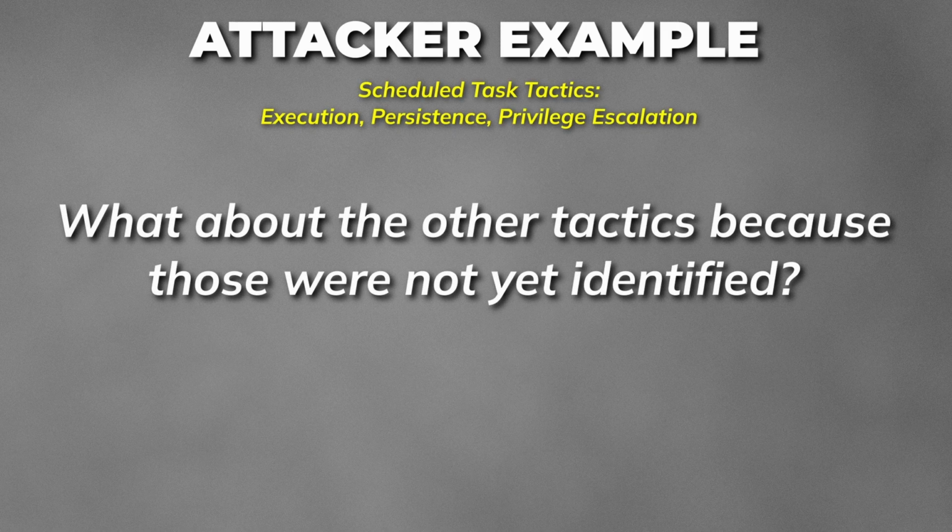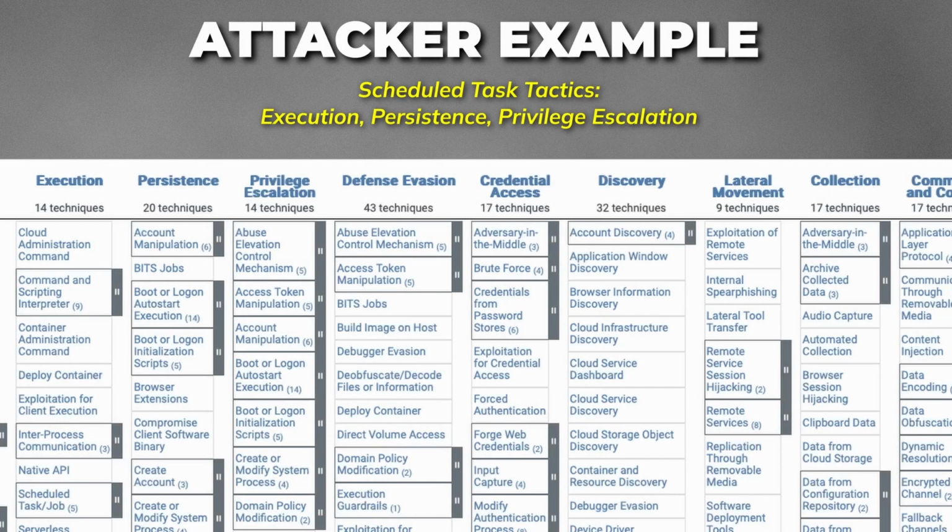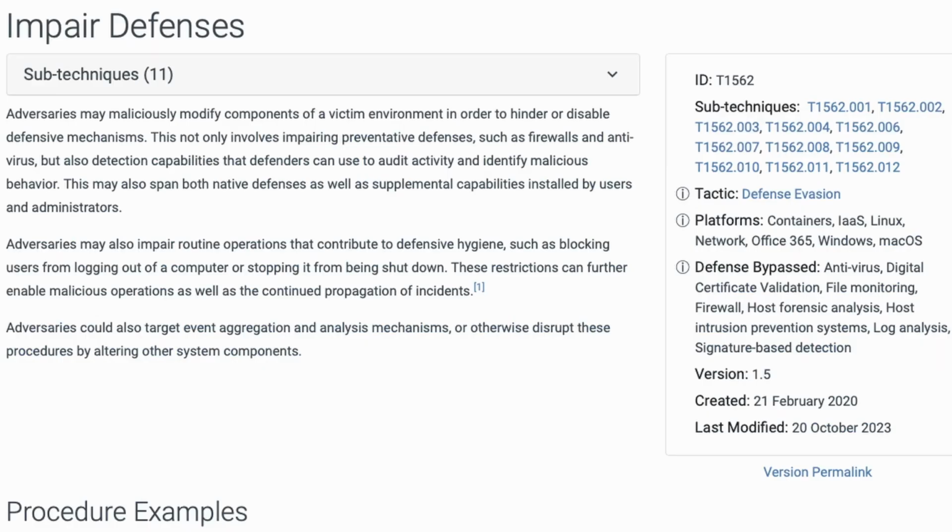Now you ask yourself, what about the other tactics, because those were not yet identified? Okay, defense evasion is the next tactic. So what technique can an attacker use to perform defense evasion? Impair defenses. So the next step that you as an analyst might take is to check to see if any antivirus or EDR had been disabled.